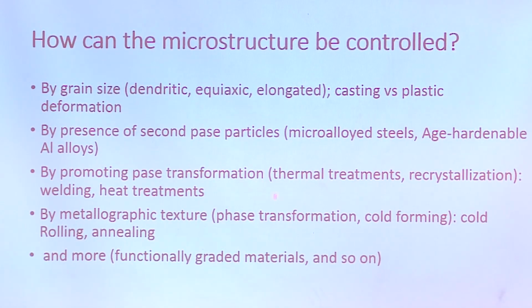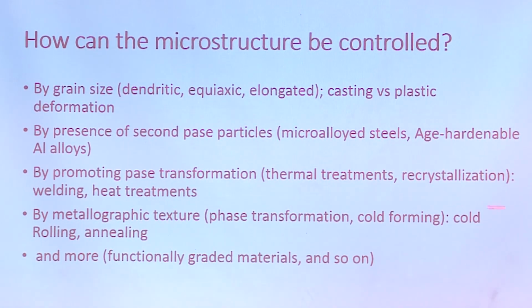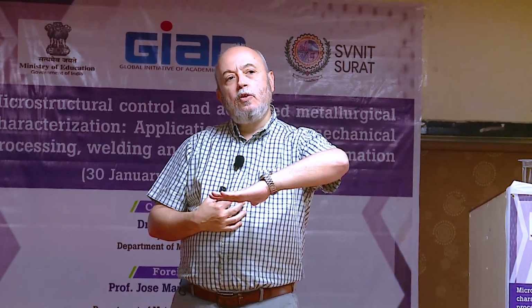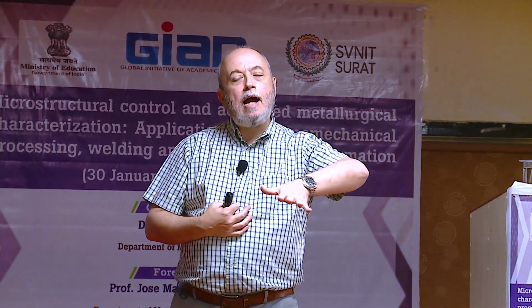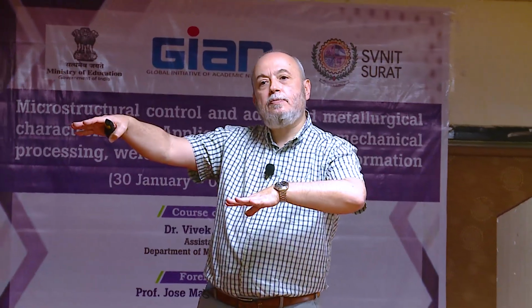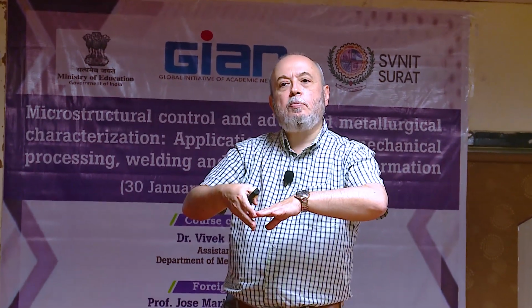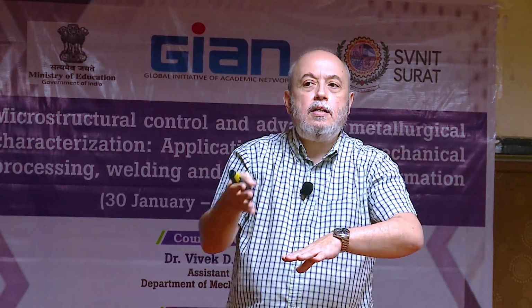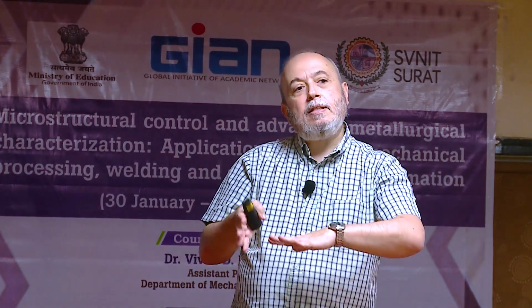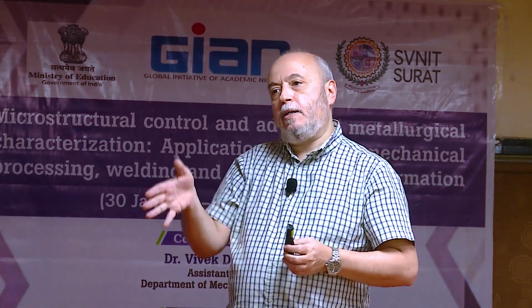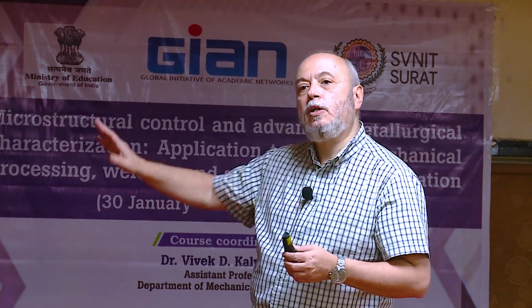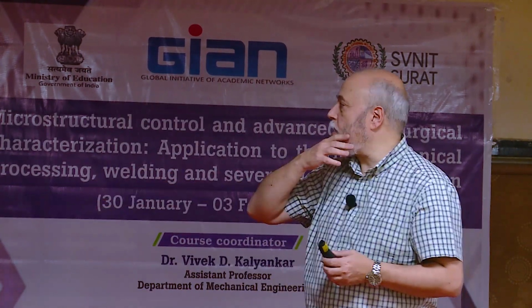We can control the metallographic texture. Metallographic texture refers to how the grains are oriented in space. You can have the same chemical composition, you can have the same microstructure, you can have ferrite in the steels or perlite in the steel, but depending on whether this ferrite or perlite is preferentially oriented in space, you are promoting different mechanical properties. This is what we call texture, metallographic texture.